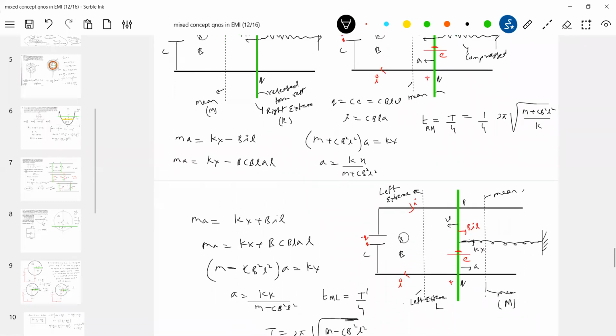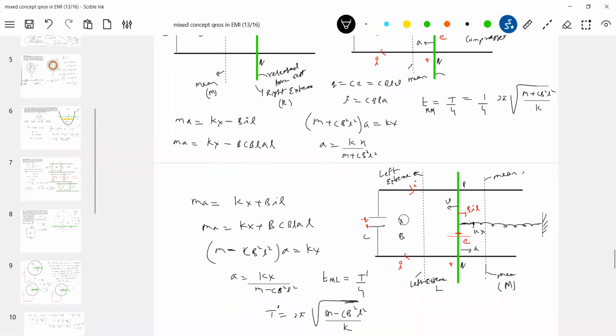Are the time periods the same? No. From right extreme to mean, it will have one time period. From mean to left extreme, it will have another time period. 1/4 of the time period is this one. So now you calculate TML. This should be equal to how much now? 1/4 of 2 pi. Try to see the numerator: you have a plus sign, a minus sign. So in the EMI chapter, try to be careful about SHM. That's the one question I just brought here. What is the total time period of the system? 2 times of this, 2 times of this.